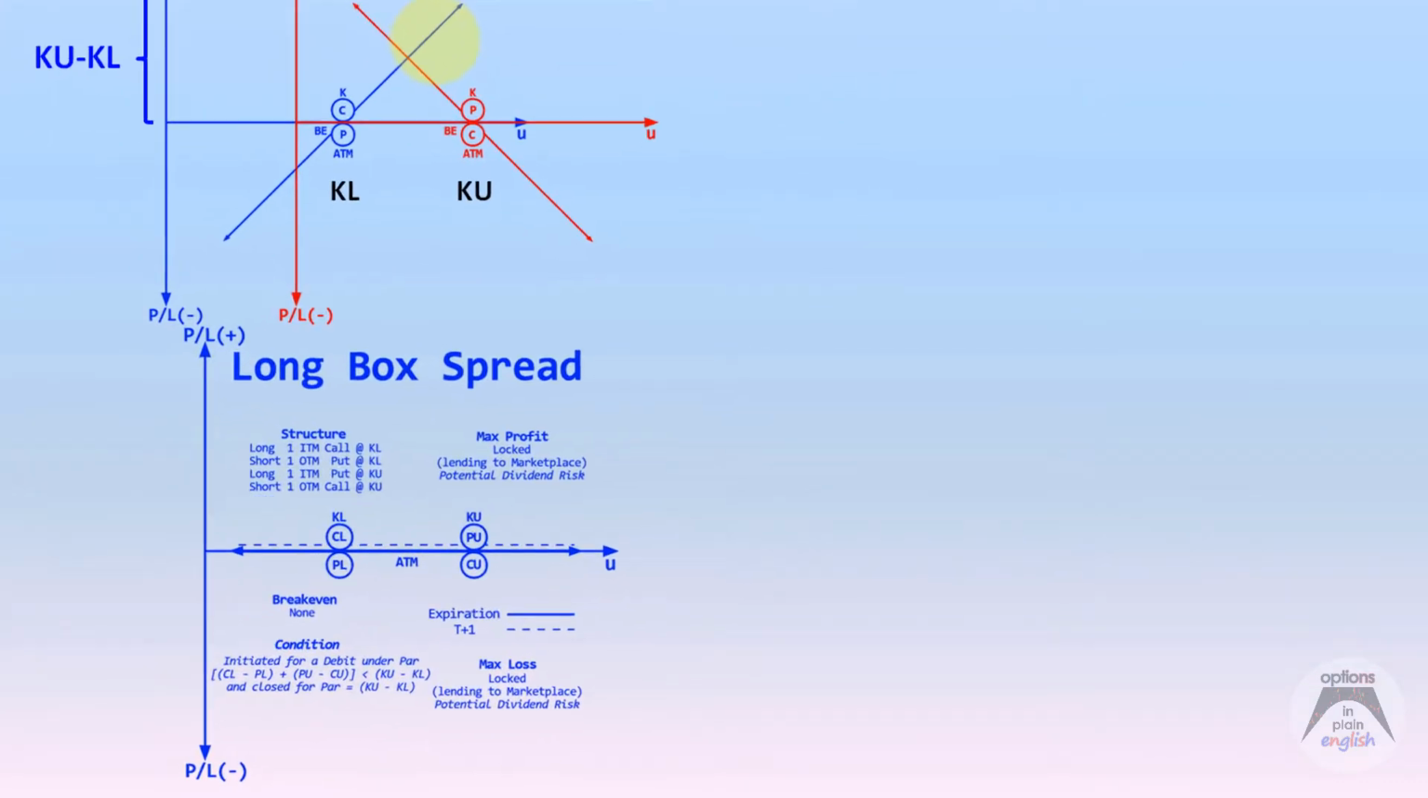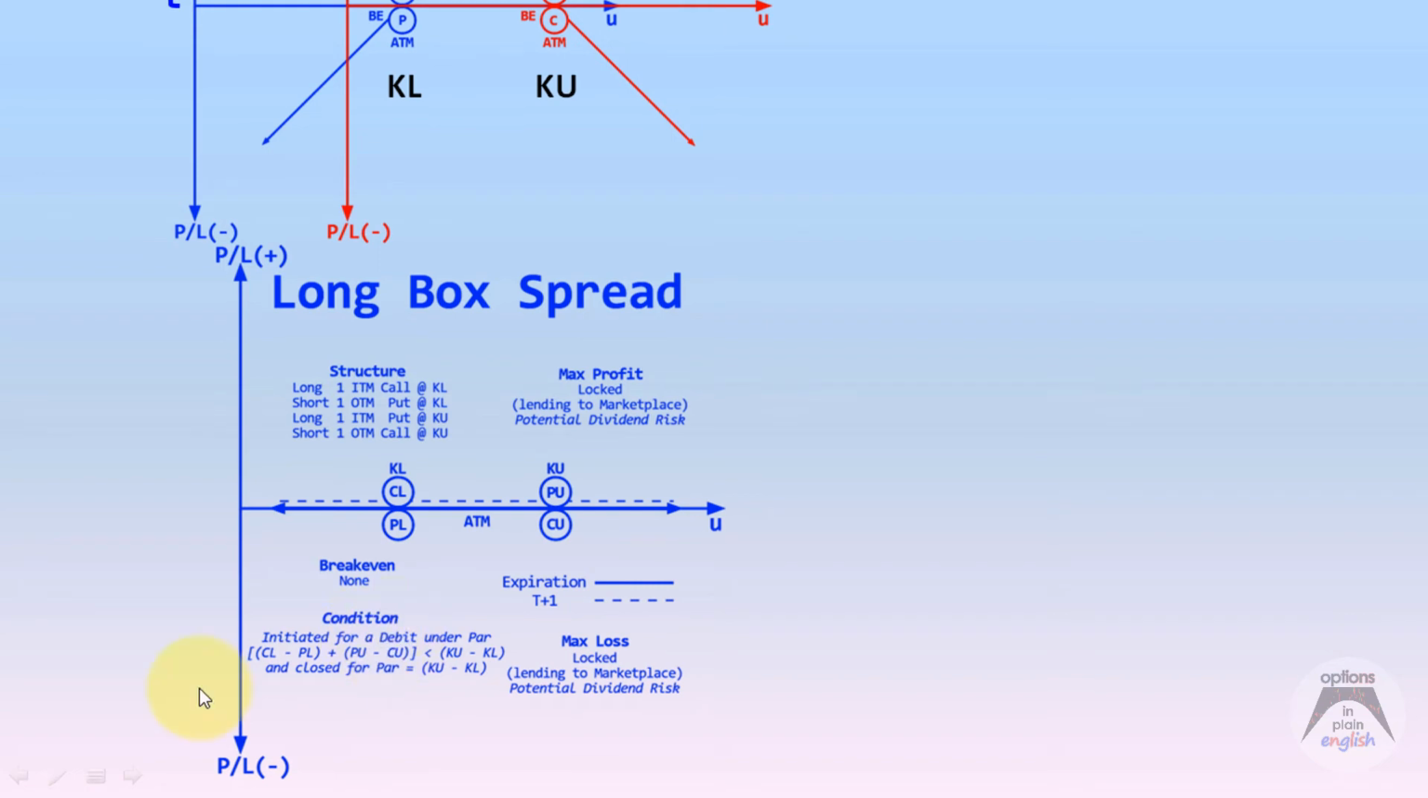So what would happen if, for example, we have this condition where we can initiate it for a debit? So we buy the box spread under par, which means that basically what this formula says is that the whole credit, so CL minus PL plus PU minus CU, so basically the whole price that we're going to pay to get the box, if it's less than the difference between strikes, then you just buy it and you can close it for par, so KU minus KL. So you just buy it and then you wait and then you collect your profit.